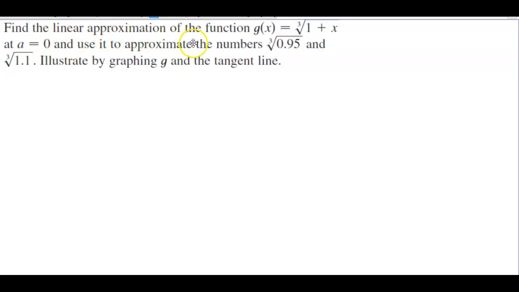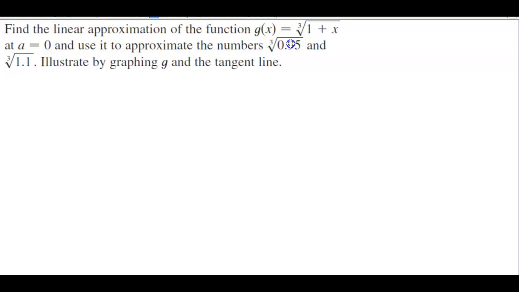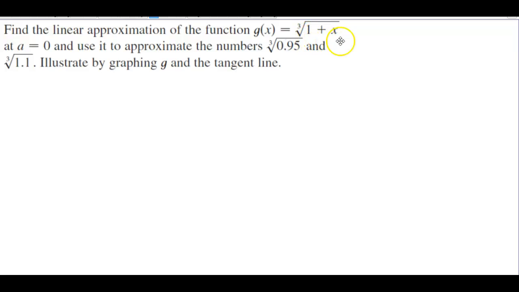Find the linear approximation of the function g of x, which is equal to the cube root of 1 plus x at a equals 0, and use it to approximate the numbers the cube root of 0.95 and the cube root of 1.1. And then we're going to illustrate by graphing g and the tangent line. So the first thing we need to figure out is we know that a is going to represent 0.